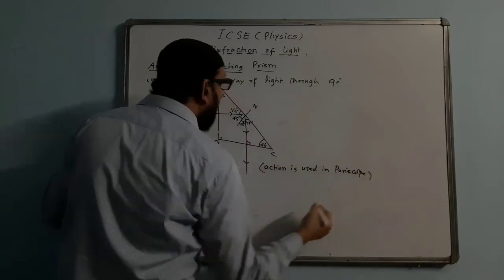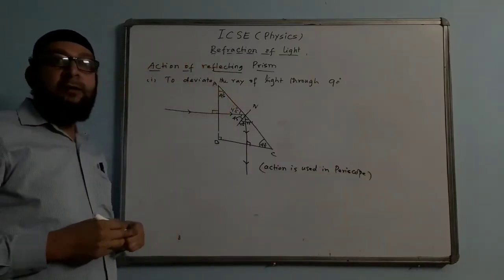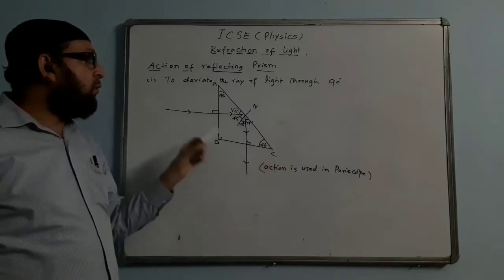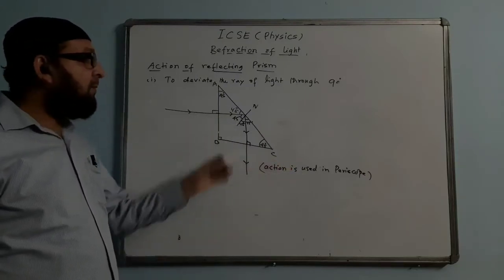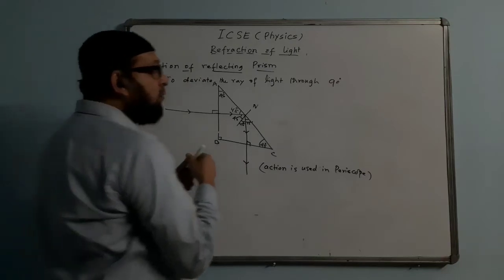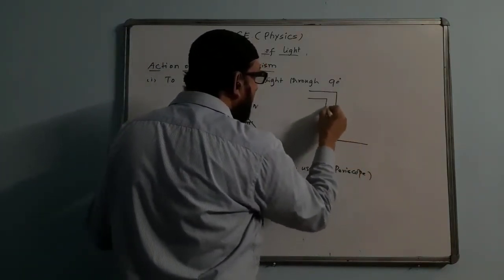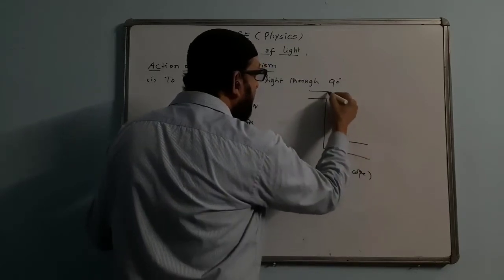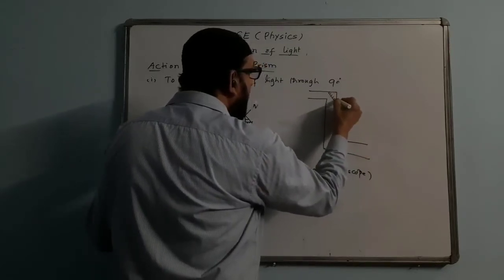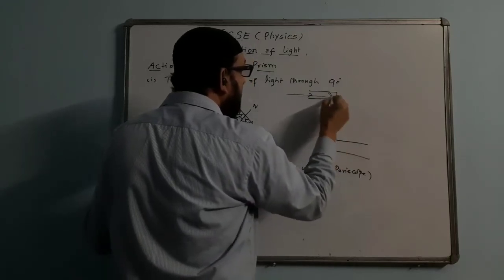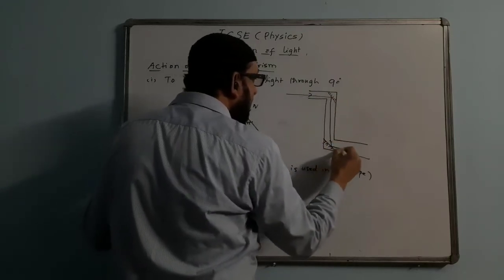If a question comes, draw a diagram of a right angle isosceles prism to show its action used in periscope. So this is the diagram we draw. This will be behaving like a plane mirror. Normally a periscope is a Z type diagram. We keep one mirror here, and another mirror over here. The ray will be coming like this, going over here, and it will go like this.